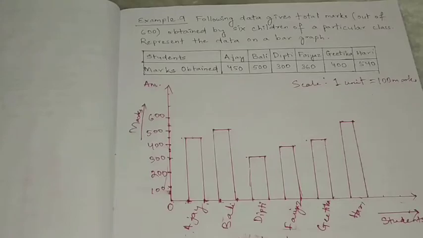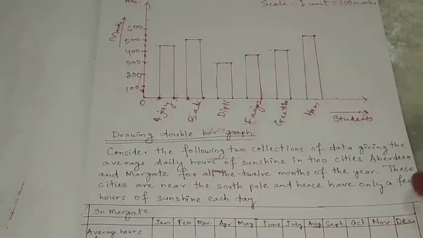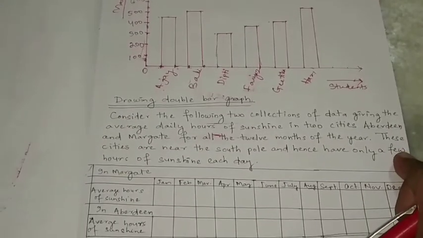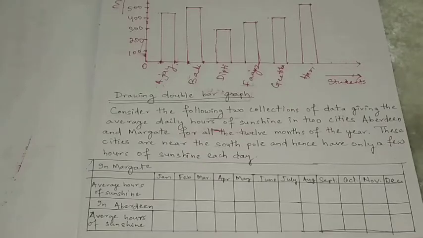Let's see the new one, that is drawing a double bar graph. So how can we draw the double bar graph? Look at what is written here. Consider the following two collections of data giving the average daily hours of sunshine in two cities. One city is Aberdeen and another is Margate. For all the 12 months of the year, these cities are near the South Pole and hence have only a few hours of sunshine each day.